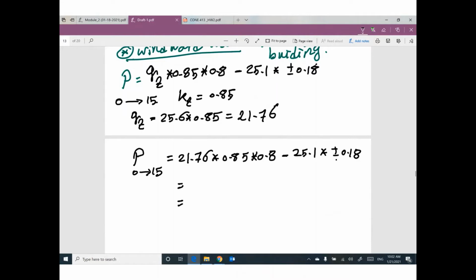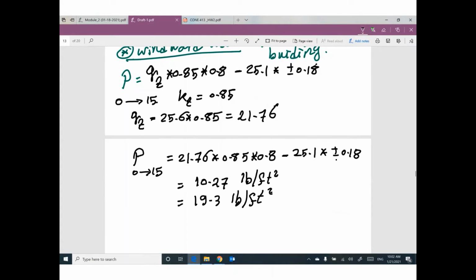21.76 times 0.85 times 0.8 minus 25.1 times 0.18. This value will be 10.27 pounds per square foot. This is the minimum value. The maximum value will be 19.3 pounds per square foot.